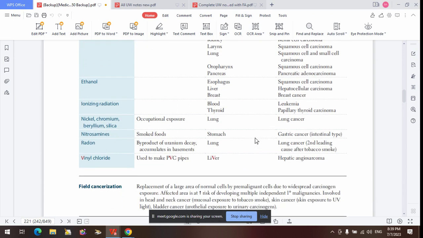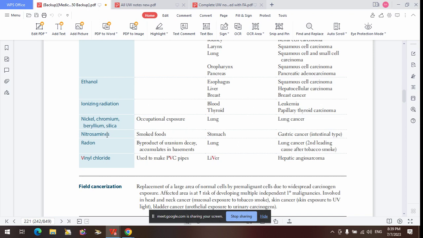Very, very important. People that are exposed to ionizing radiation get cancer from two major tissues that are radiosensitive. So blood and the thyroid. So they can have papillary thyroid carcinoma, the papillary type, and also leukemia.